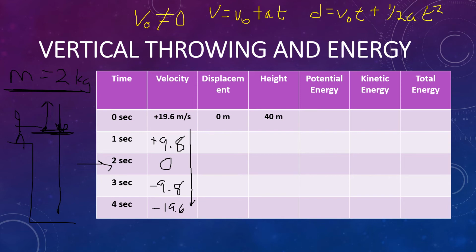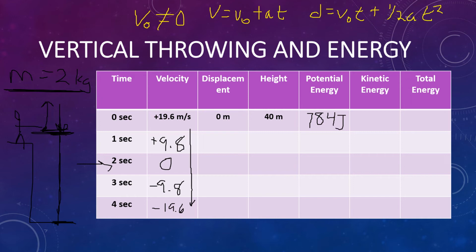It doesn't fall this distance here. She throws it and catches it. So this distance, it just never goes. But if she didn't catch it, it would have the potential to fall that distance. Okay? So in this case, the potential energy is 784 joules.